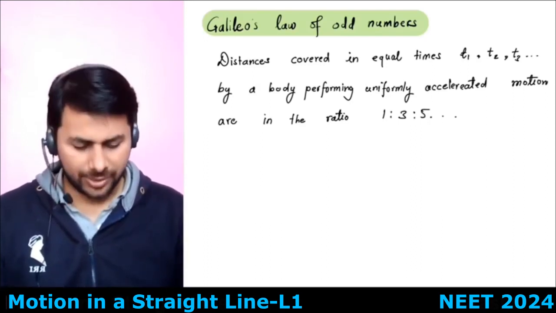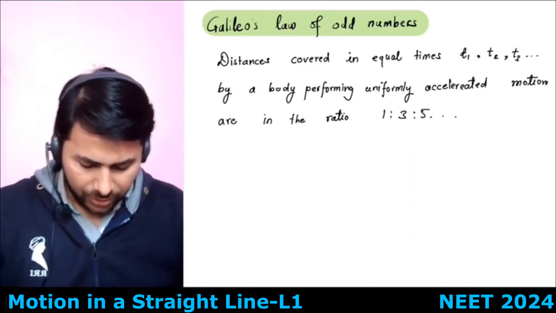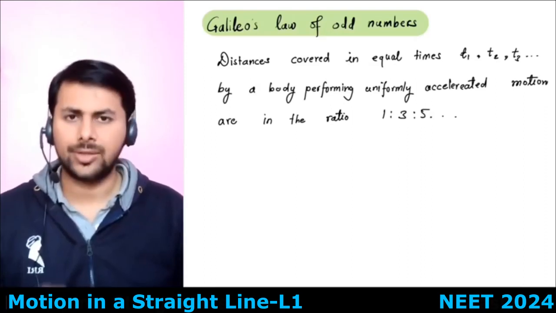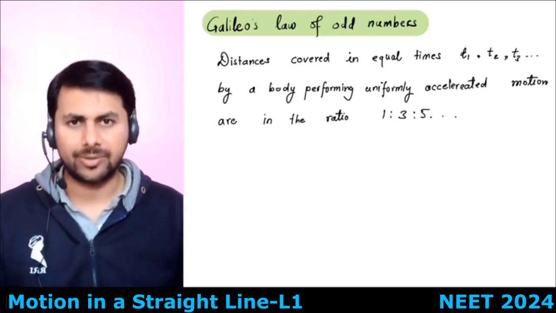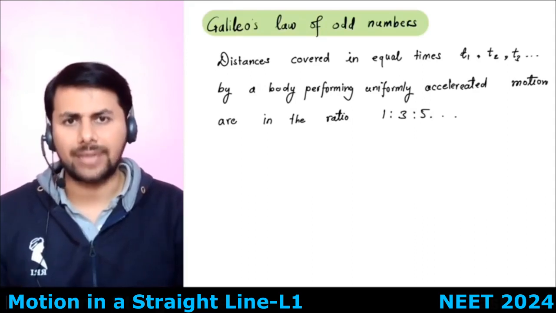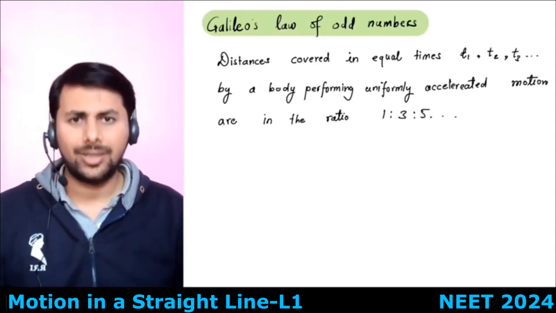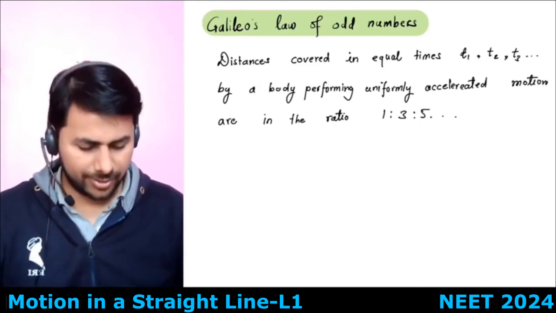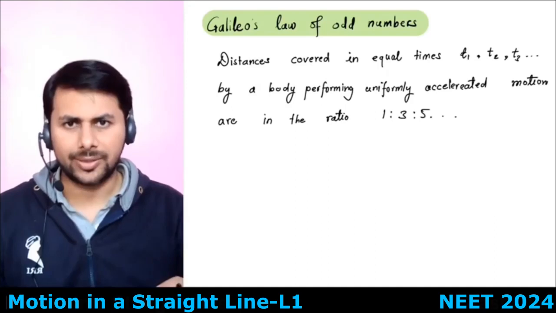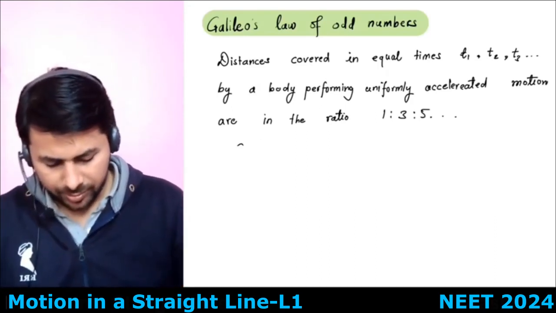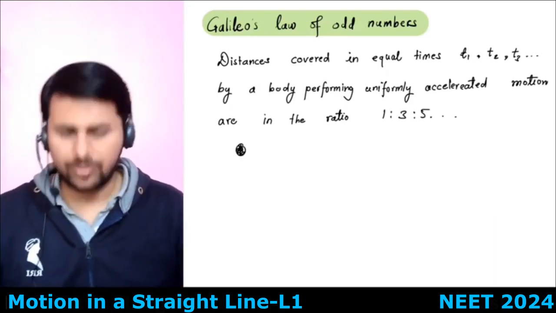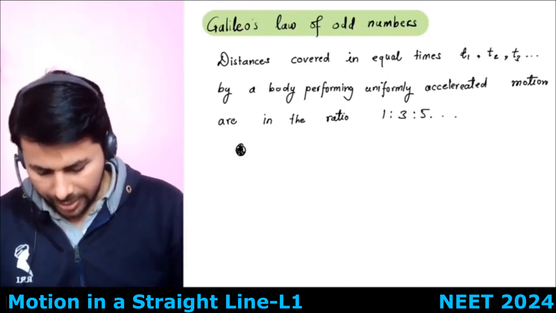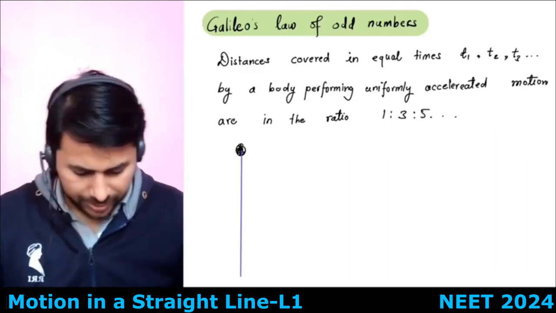So this is an example of uniformly accelerated motion. Acceleration is uniform. Now Galileo's law of odd numbers says the distances covered in equal times by an object performing uniformly accelerated motion are in the ratio of 1 is to 3 is to 5 is to 7, and so on. That's why it is the law of odd numbers. For example, you release this ball from some height, and in some time it falls on the ground.